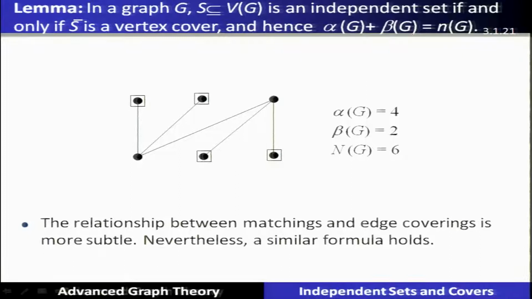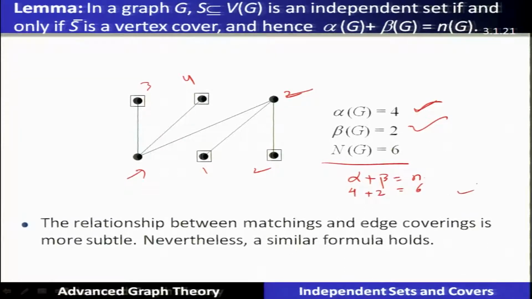Now, in a graph G, we can see the same thing through an example. In this particular lemma, we can see that the independent set size is 4: 1, 2, 3, 4, and the vertex cover size is 1 and 2. So, if we sum them, alpha plus beta becomes n, and that is nothing but 6. Hence, the relationship between the matching and the edge cover is more subtle. Nevertheless, the same formula holds.